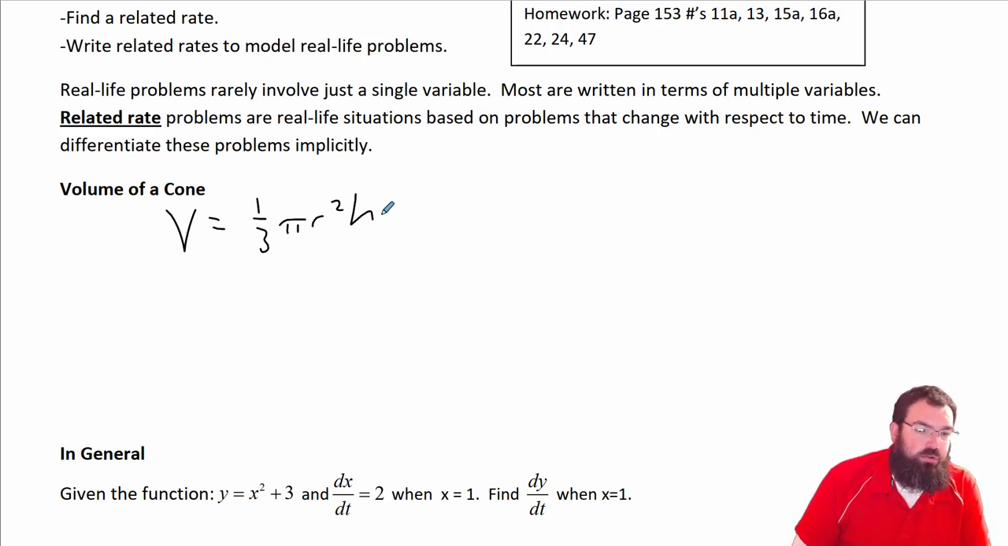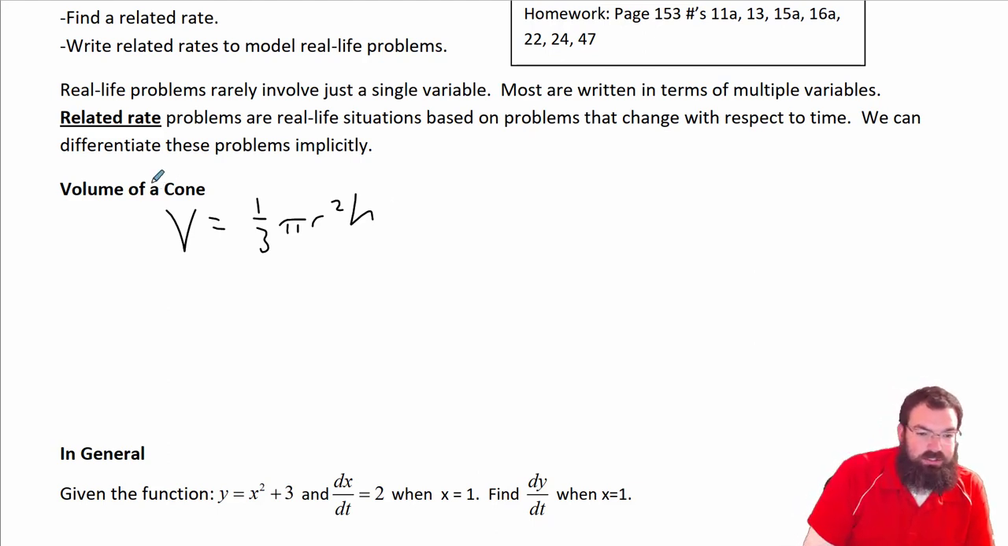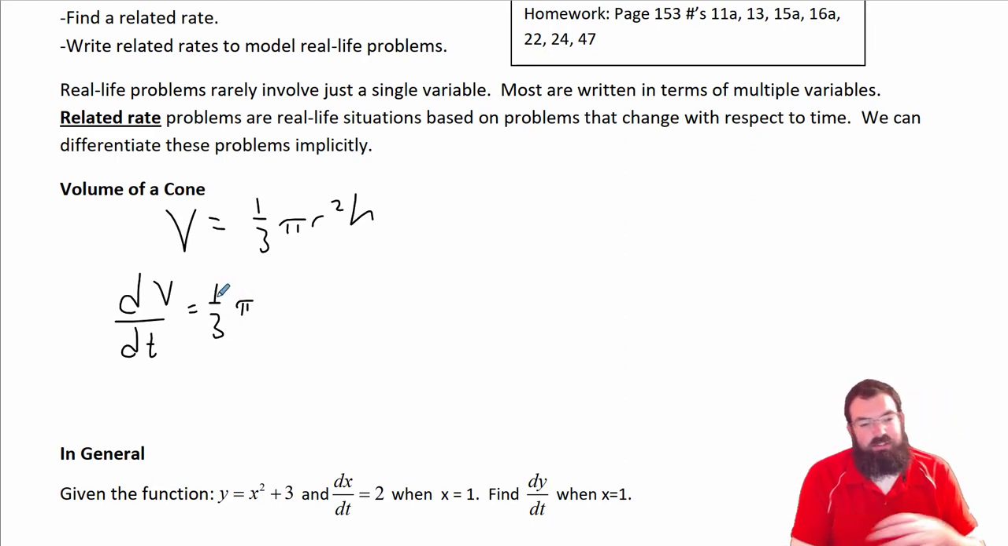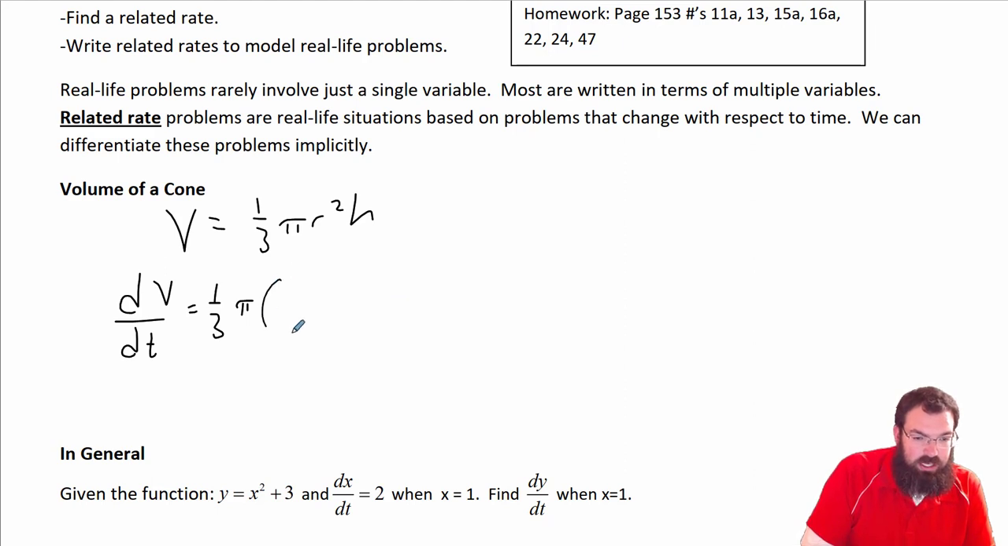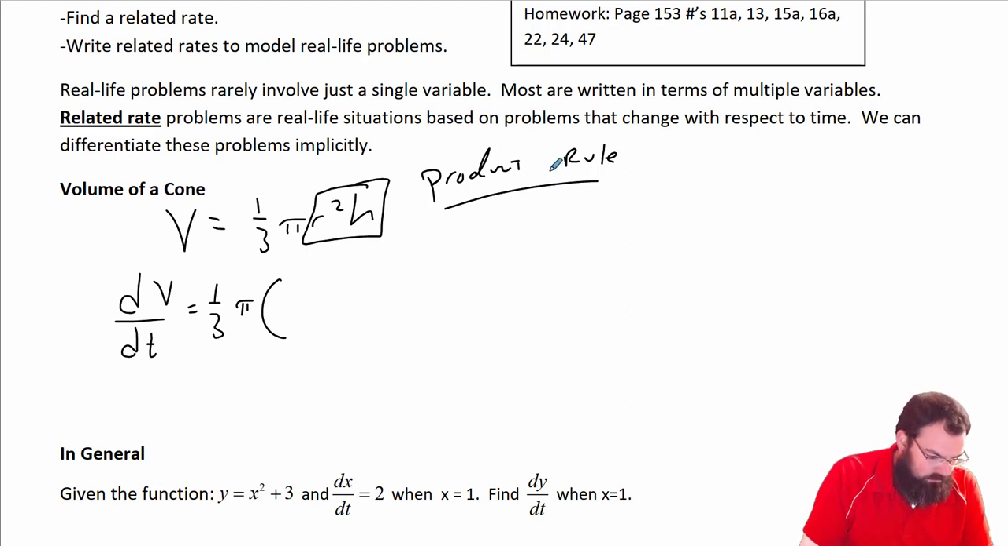Now, I'm going to differentiate this formula with respect to time, because in these problems, I'm basically always going to take the derivative with respect to time. If I do that, I end up getting dV over dt equal to 1/3 pi, which is the constant, right? Pi is technically a constant, so I can shift that to the front. And now I'm going to take the derivative of r squared h, but r squared h is really the product rule, so we have to make sure we know what rule we're using when I do this.